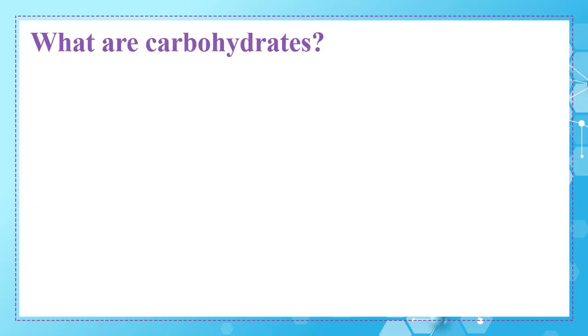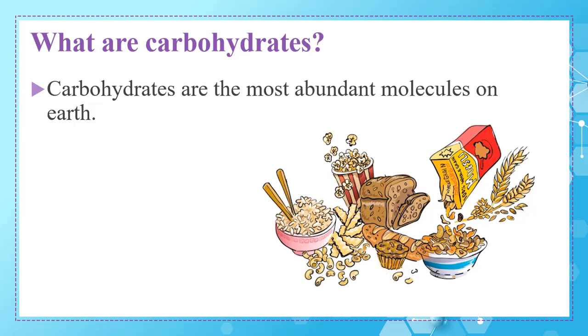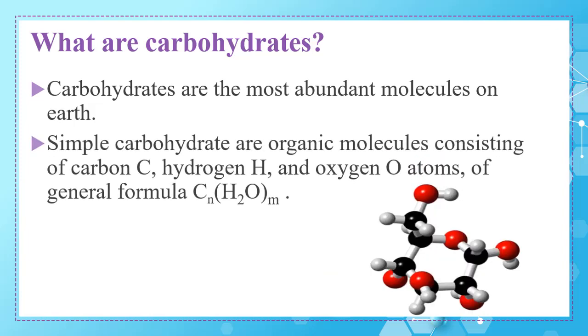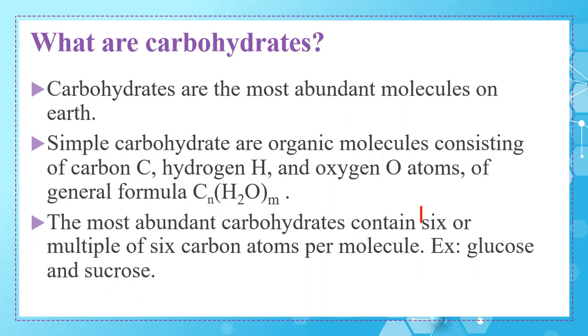Let's start with the nutrient that provides most of our energy requirements, carbohydrates. Carbohydrates are the most abundant molecules on Earth. Simple carbohydrates are organic molecules consisting of carbon, hydrogen, and oxygen atoms of general formula CnH2Om, where n and m represent the number of atoms in the molecule. The most abundant carbohydrates contain 6 or multiple of 6 carbon atoms per molecule, like C6H12O6, for example glucose and sucrose.